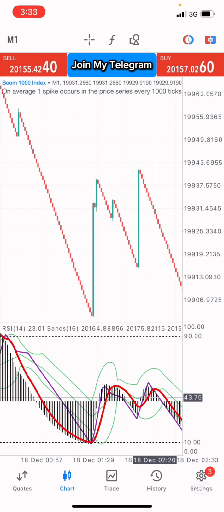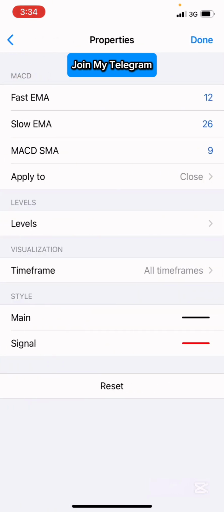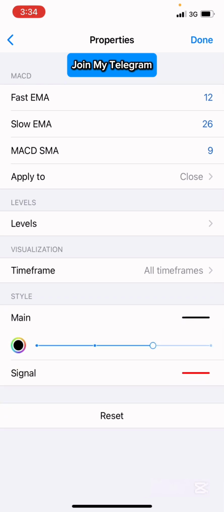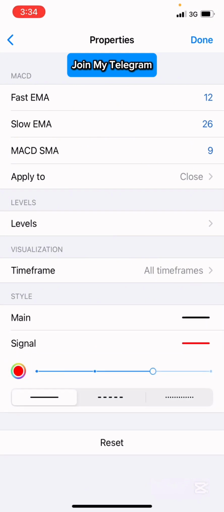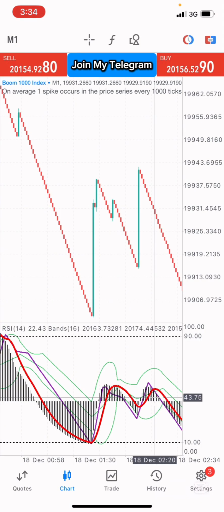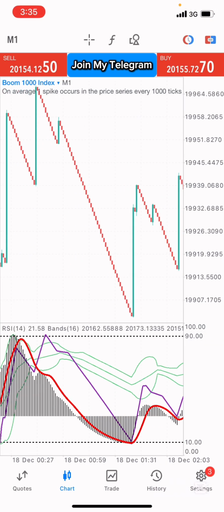All right, then for the MACD indicator, which is the last indicator, the fast EMA is 12, the slow EMA is 26, and the MACD SMA is 9. You apply to close. For the style, the main color is 3 pixels, black. The signal is 3 pixels in red, with the first line pattern, just as you can see right here. Make sure you set the indicators appropriately, just as I have done, so that your chart looks like this.